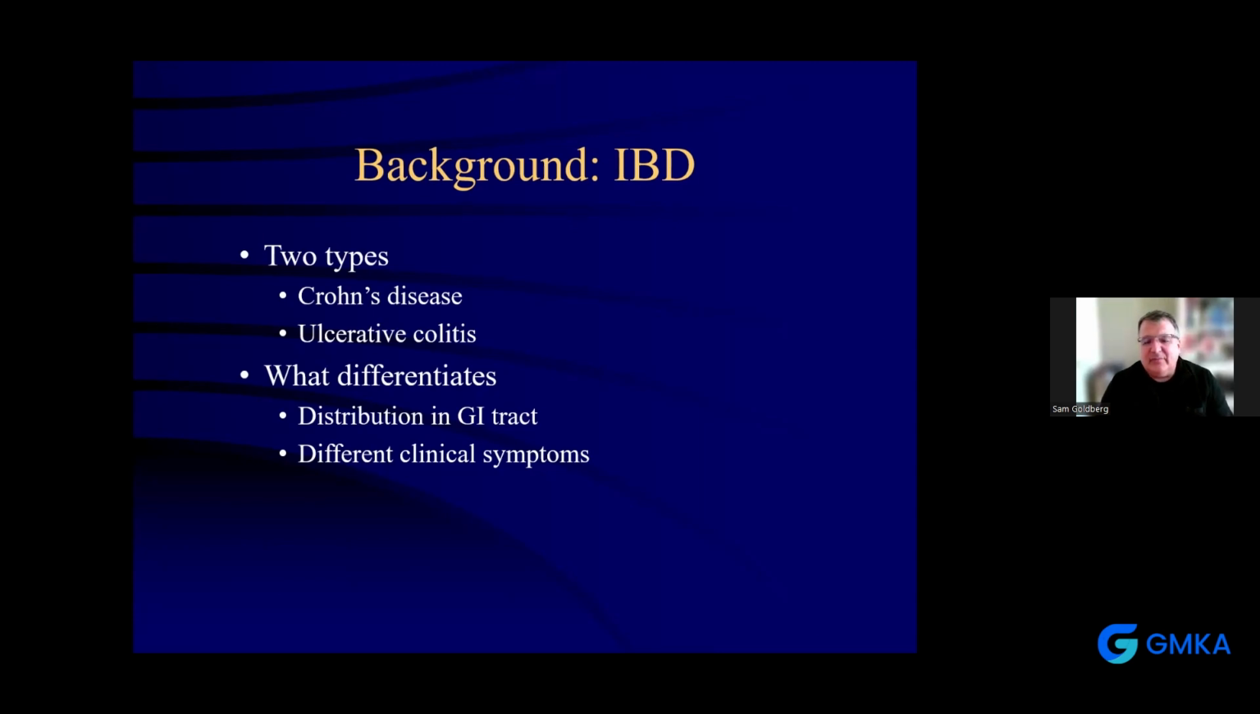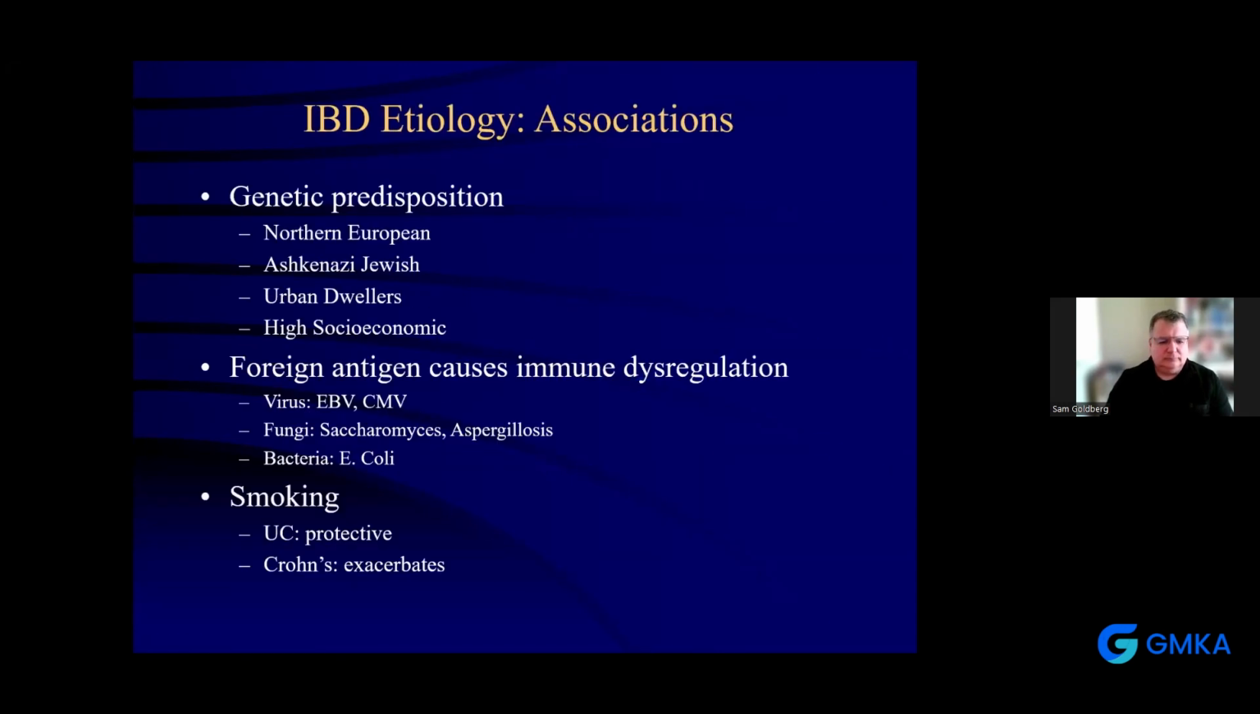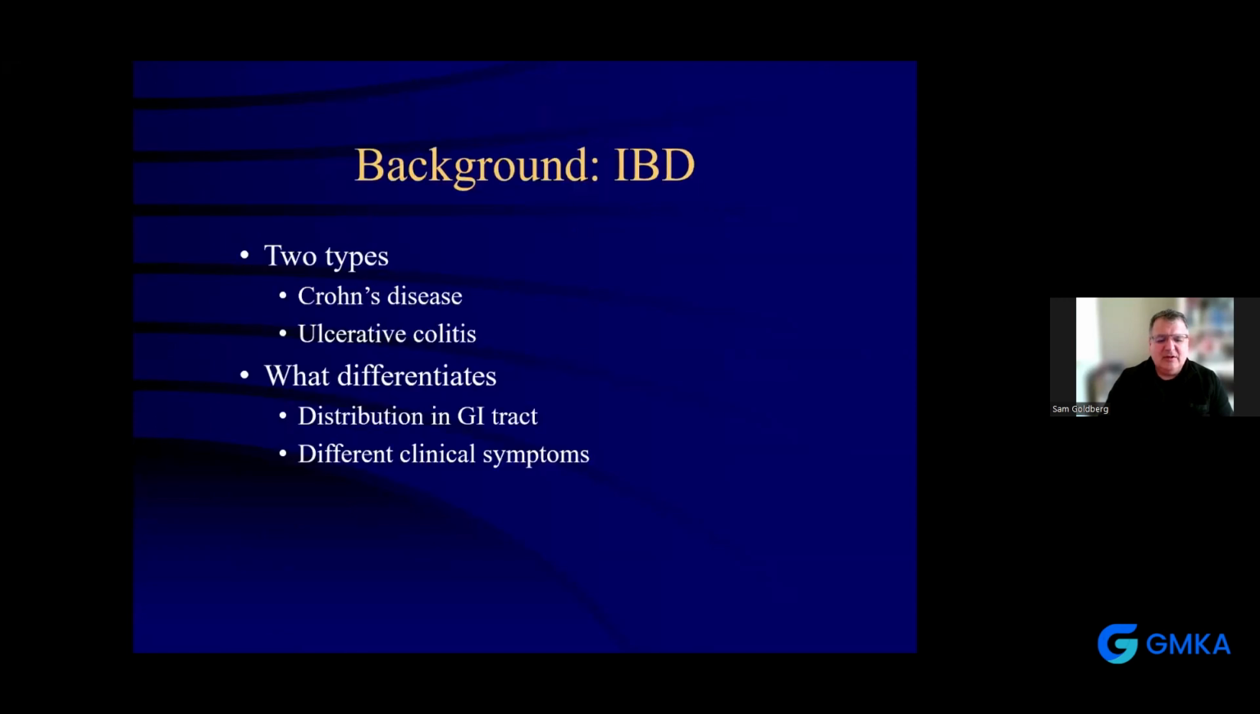So basically, inflammatory bowel disease is inflammation of the intestine, and there are two major types. There's Crohn's disease and there is ulcerative colitis. And there are two main factors that differentiate Crohn's disease and ulcerative colitis: the distribution in the GI tract, the different clinical symptoms, and the associated symptoms that go along with them.